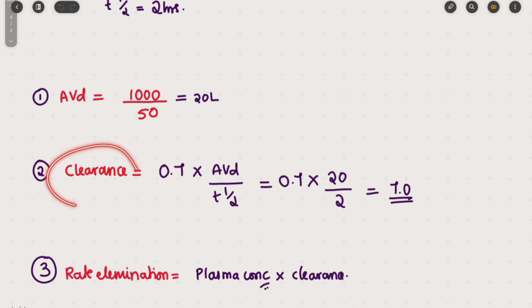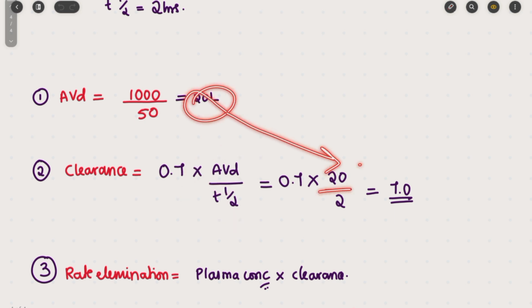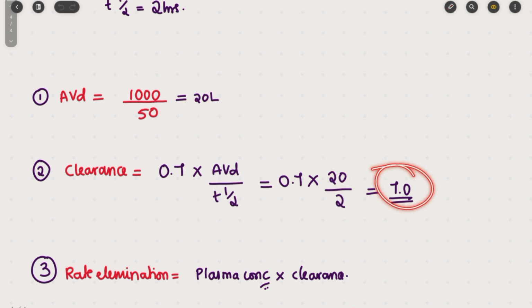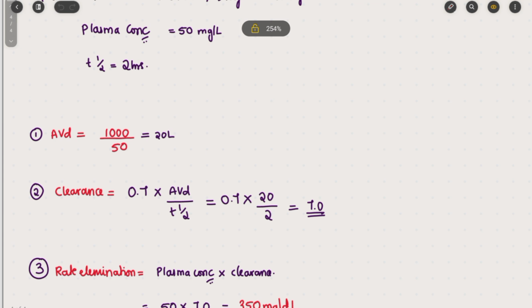What is the clearance? That is 0.69, we are simplifying it to 0.7, into apparent volume of distribution divided by T half. What is the apparent volume of distribution? That is 20 liter, divided by T half, 2 hours. So 2 ones are 2, 2 tens are 20, so 10. Multiplying 0.7 into 10, that will come as 7.0.